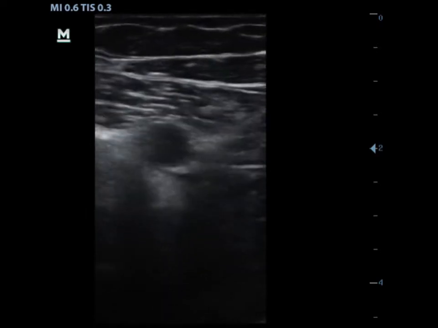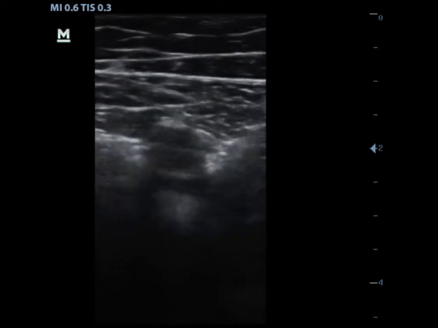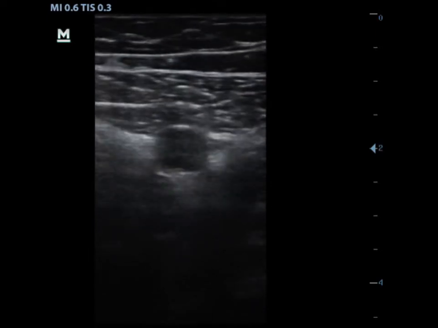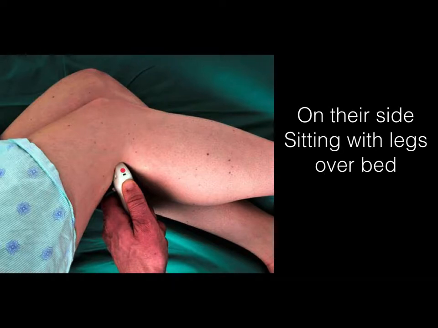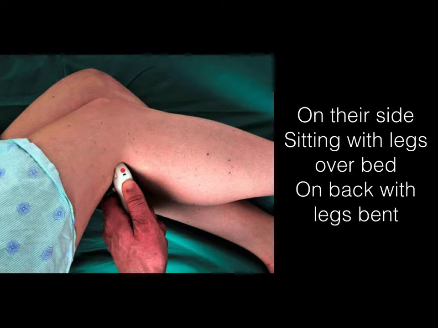Okay, so we've talked about going from proximal to distal along the thigh. Now we need to wrap around and we need to move to the popliteal region. When we're in the popliteal region, we have a couple options to get the patient comfortable to be able to do this scan. So, first of all, we could just have the patient roll onto their side. Secondly, we could have them sitting with their legs hanging over the bed, moving a little bit forward so that we can reach the probe behind their knee. Or we could also have them on their back with their legs bent.